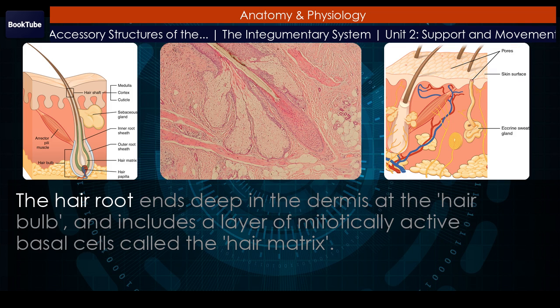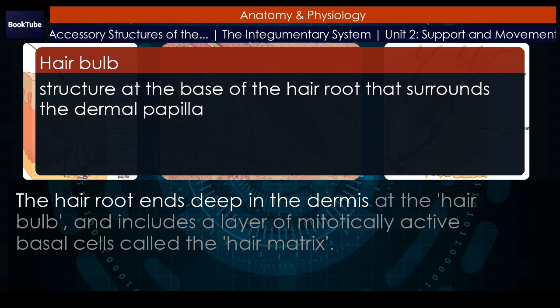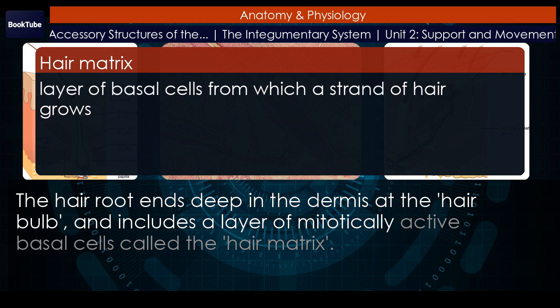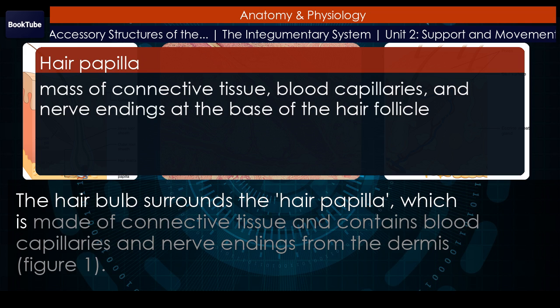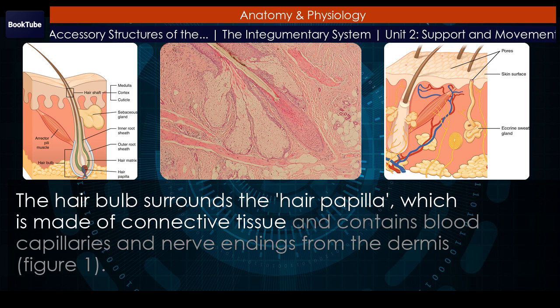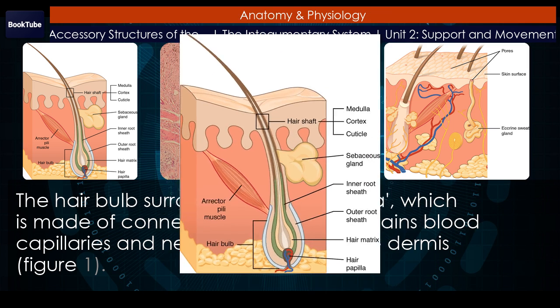The hair root ends deep in the dermis at the hair bulb and includes a layer of mitotically active basal cells called the hair matrix. The hair bulb surrounds the hair papilla, which is made of connective tissue and contains blood capillaries and nerve endings from the dermis. Figure 1.